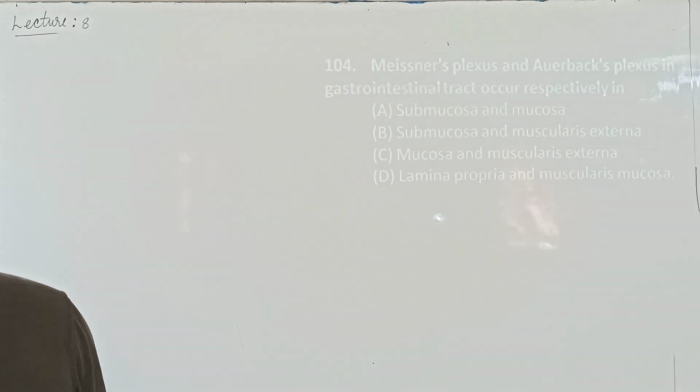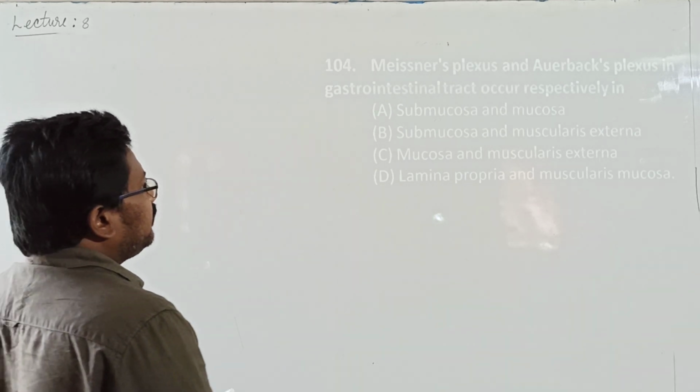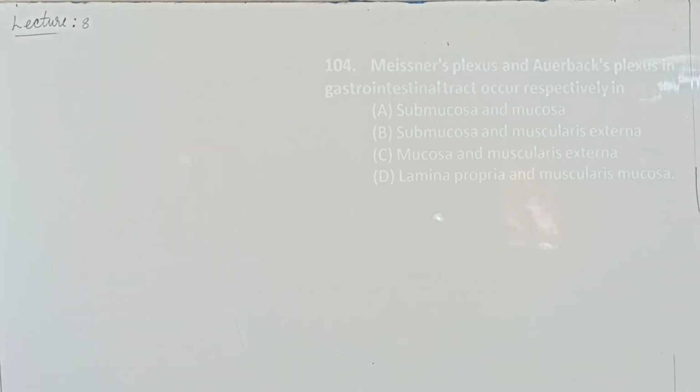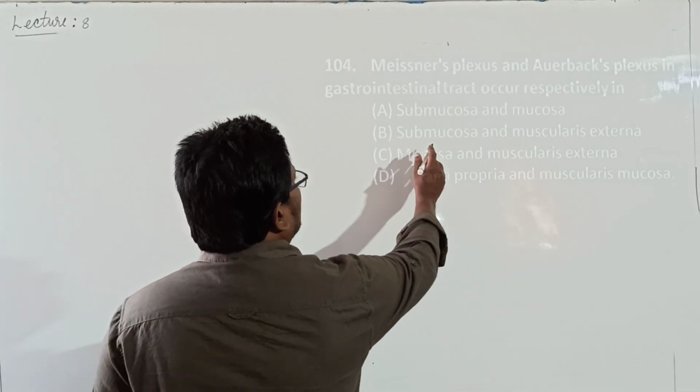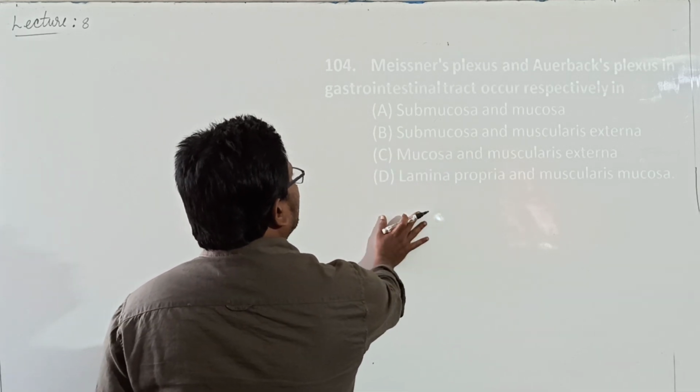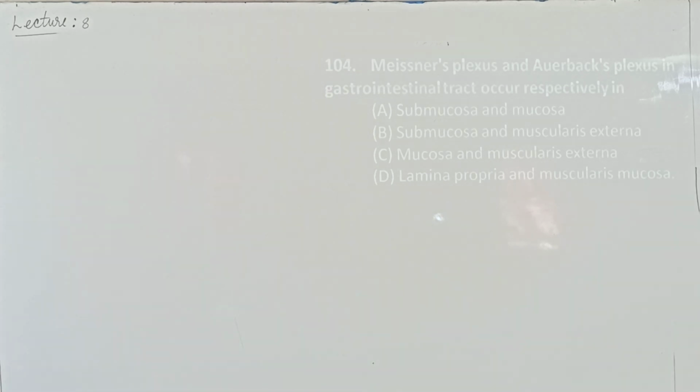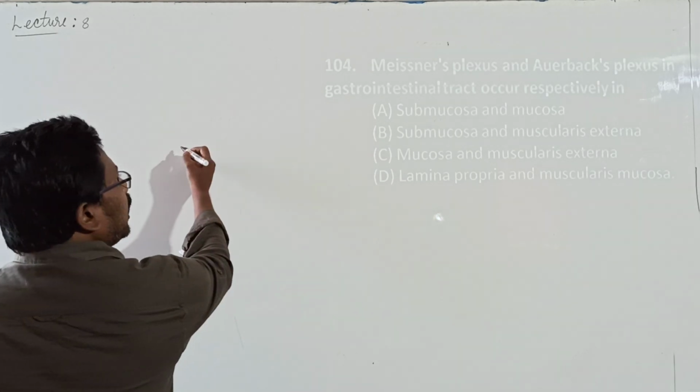Now let's see the next one. Meissner's plexus and Auerbach's plexus in gastrointestinal tract occur respectively in. So here it will be between submucosa and muscularis externa. This Auerbach's plexus is present between the outer longitudinal and inner circular. So I'll mention here.